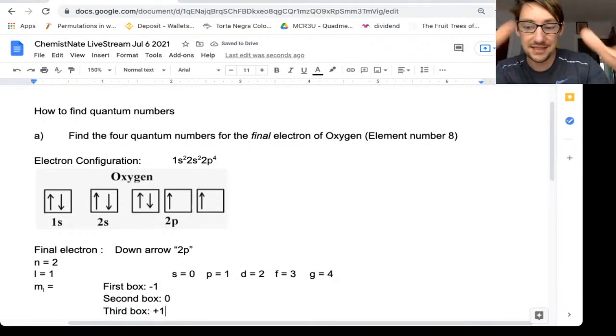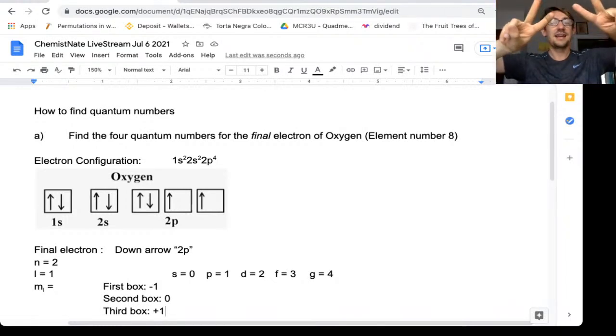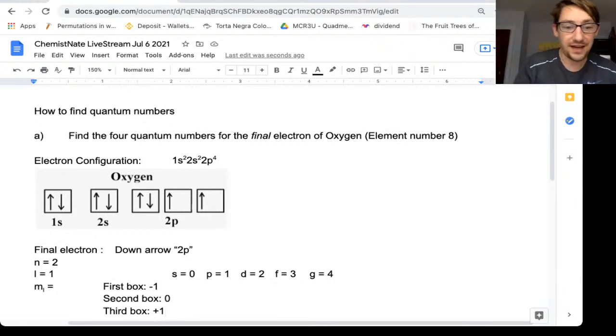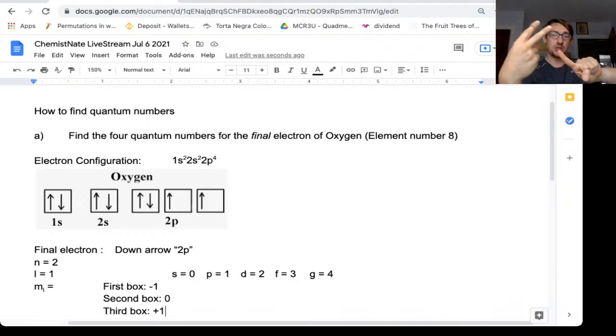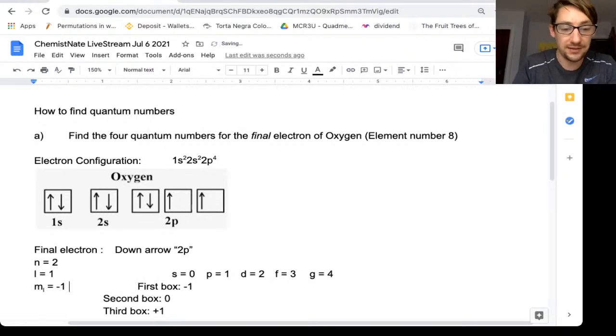This rule that chemists invented for ml, where it goes from negative l to positive l, is how we explain the fact that all of the 2p subshells can hold 6 electrons. Because you can fit 2 electrons in -1, 2 more electrons in 0, 2 more electrons in +1. So, this ml has 3 possibilities. Since l is 1, it can be -1, 0, or +1, and we usually label them from left to right, from lowest to highest. The first box has a -1.